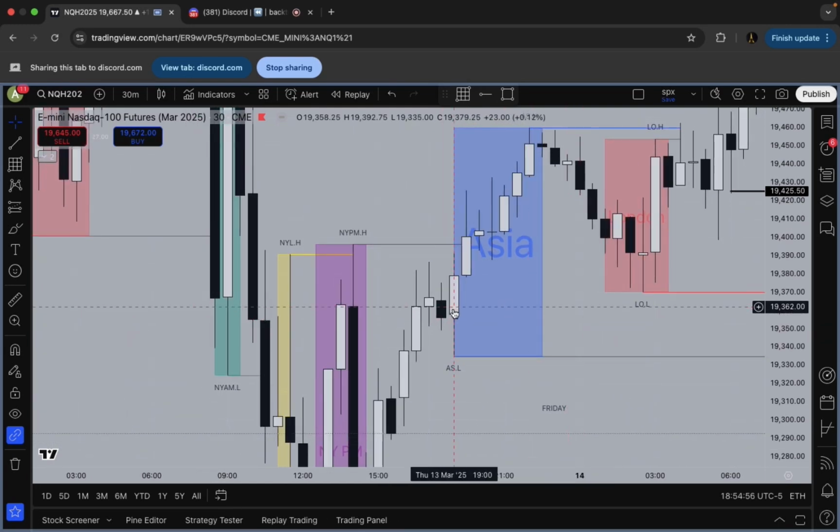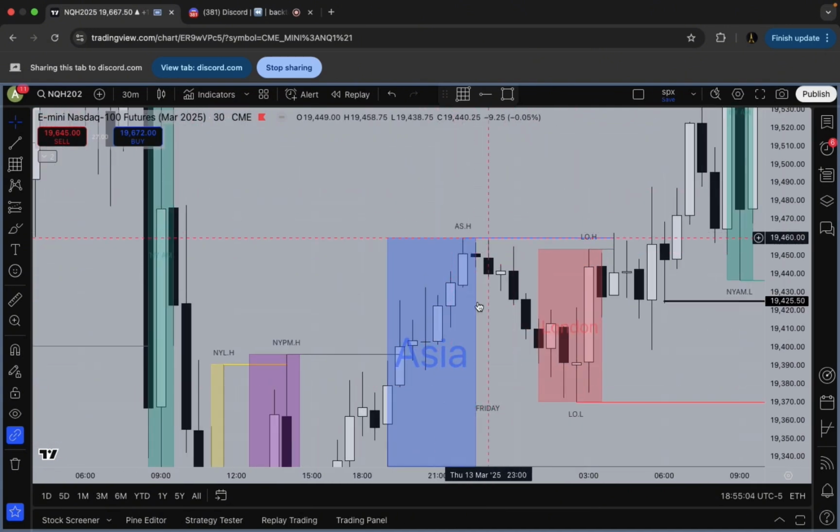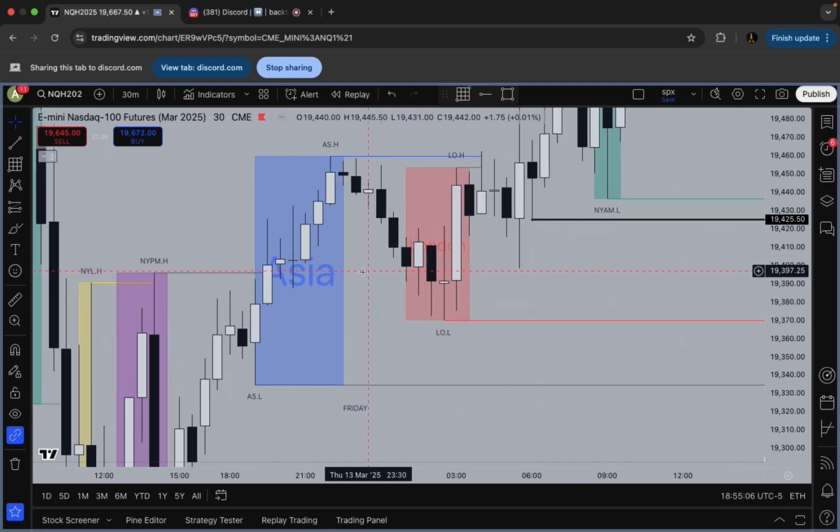See, Asia low, this is where Asian session opened. This is the low of Asian session. It traded into this 30-minute right here, so it's sponsored. This high did not trade into anything, so it would be unsponsored. This low traded into this 30-minute, so this would be sponsored.